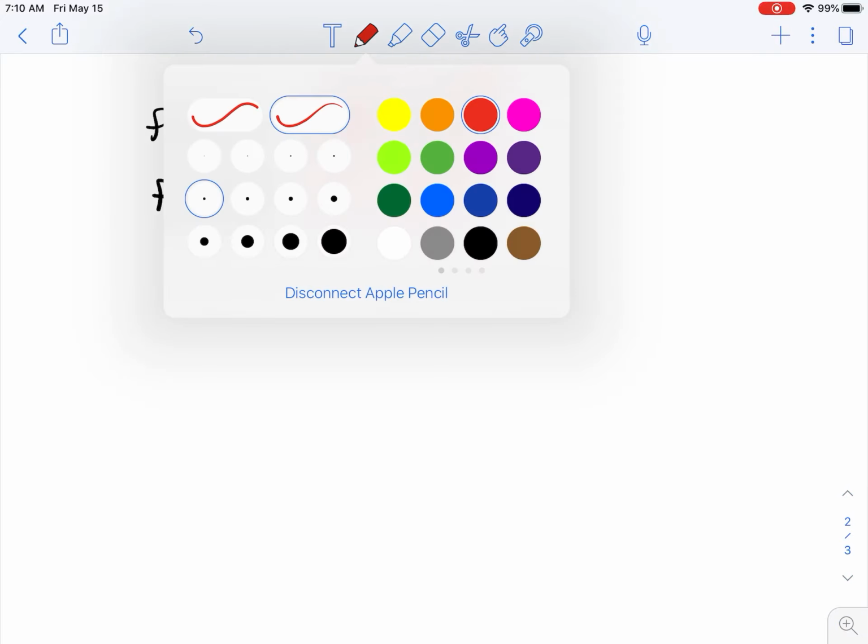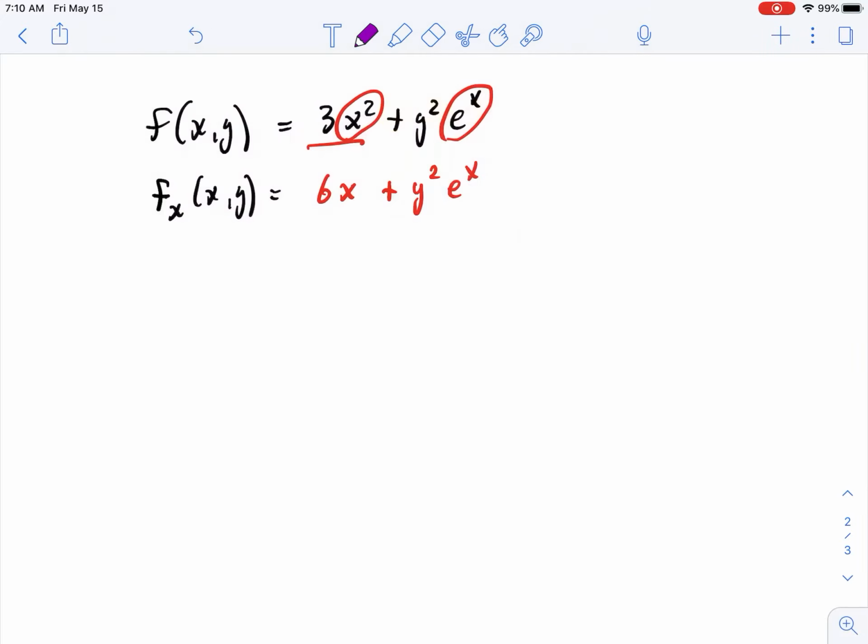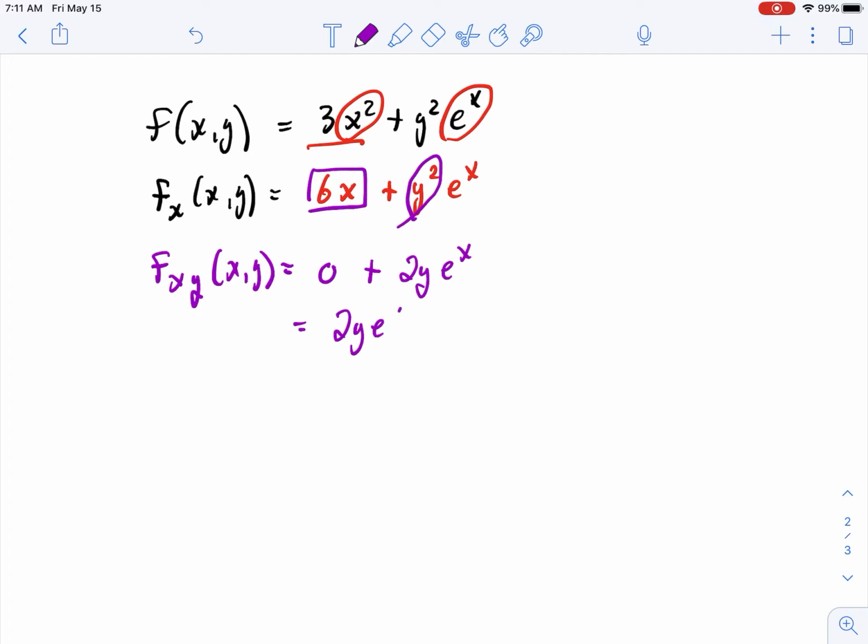All right, so now let's do the derivative of y. So f_xy. Okay, so the only thing we're doing derivative of now is this. This is a constant, so I have 0 plus 2y e to the x, or 2y e to the x.